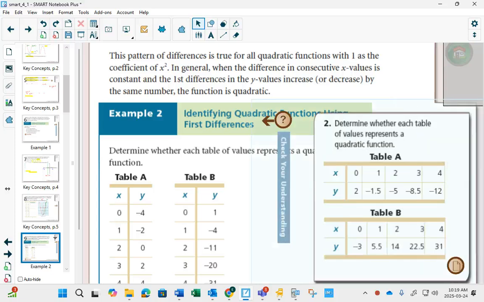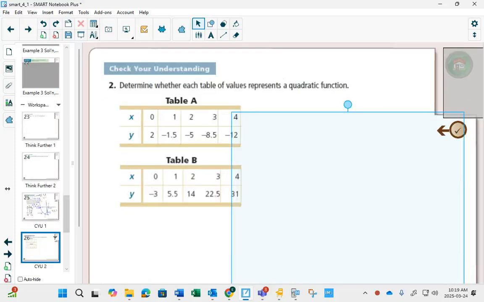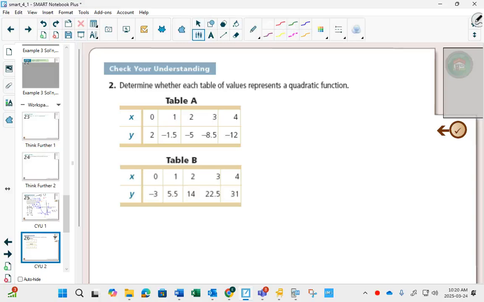Okay, let us see if we can use those patterns and figure out, do these tables make a parabola or not? And how can we tell? So your basic parabola, starting from your vertex, over 1, up 1, over 1, up 3, over 1, up 5.